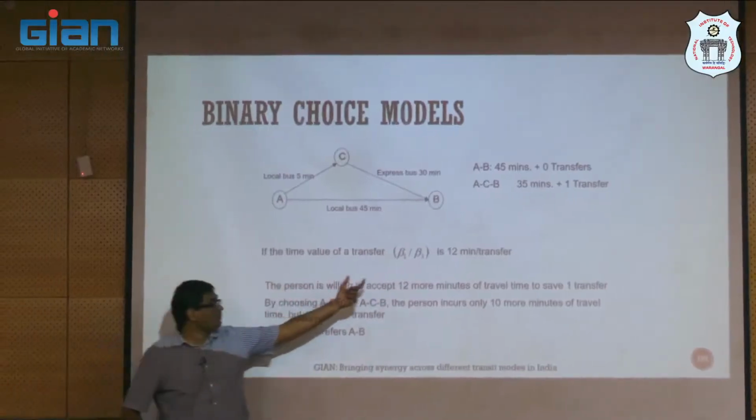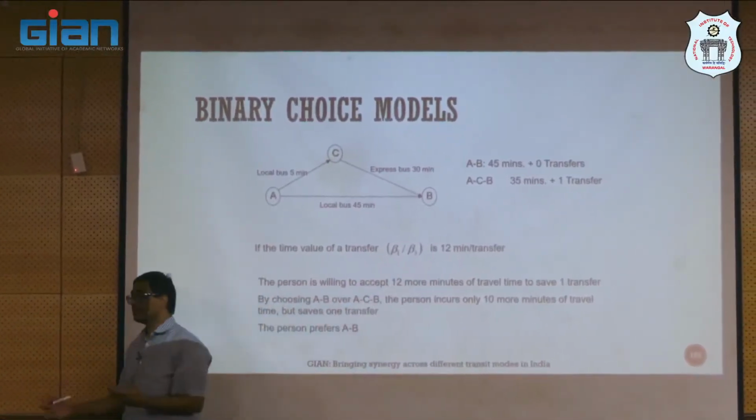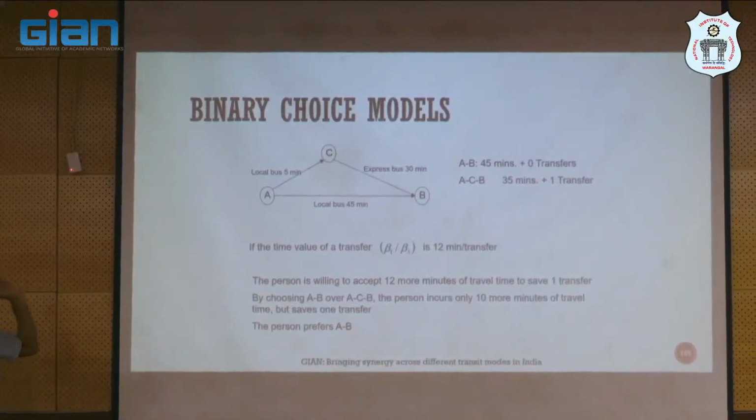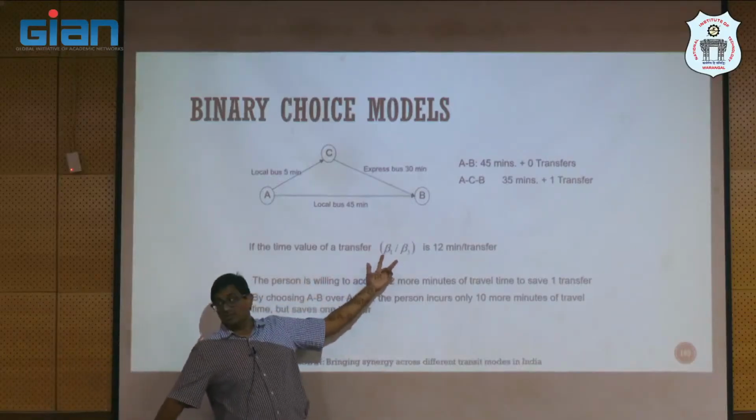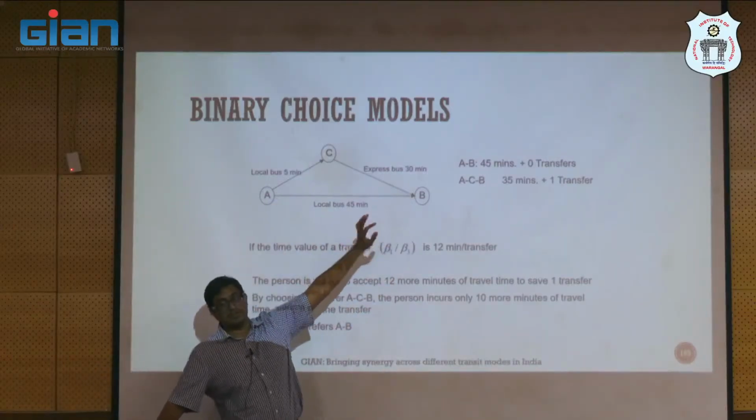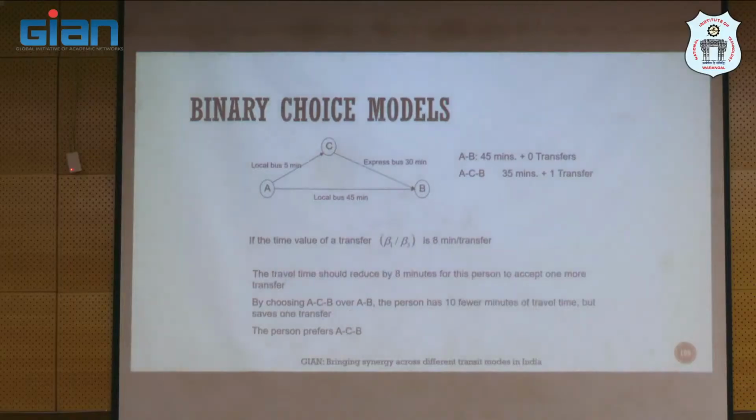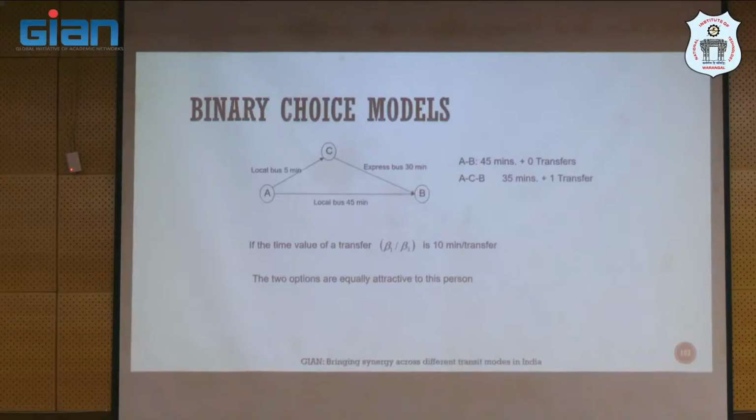Okay, so this is helpful for transit agencies in planning their routes. So they'll say, okay, if I build a new express route, how many people will switch their current travel patterns? Okay, so again, if beta 3 is only 8, then this person will probably take ACB. So that's how you can understand the impact of the transfer or new routes that you're building. So I think I have some examples like that. If beta 1 over beta 3 is 10, in that case, both are equally likely for that person. So they can choose A.